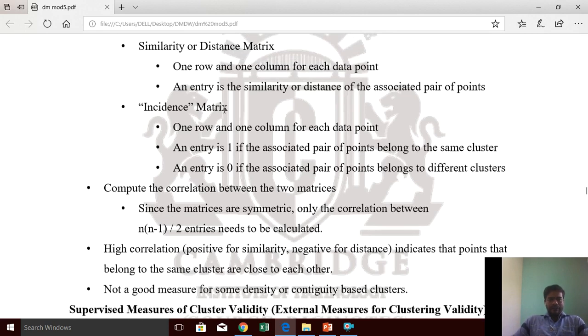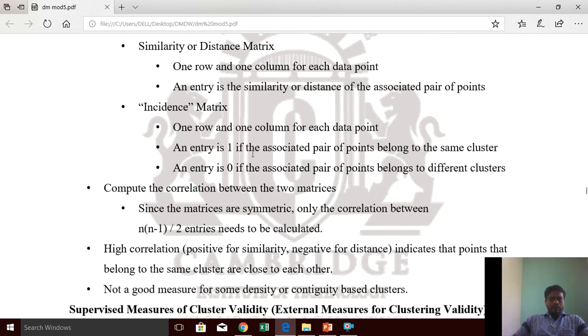So the difference between the distance matrix and the incidence matrix is that both have one row and one column for each data point. Here in the distance matrix, the Euclidean distance between the 2 points is entered to find out how two different points are correlated. But in the incidence matrix, if the 2 points belong to the same cluster, we will have a value of 1, and if they belong to different clusters, then we will have 0.